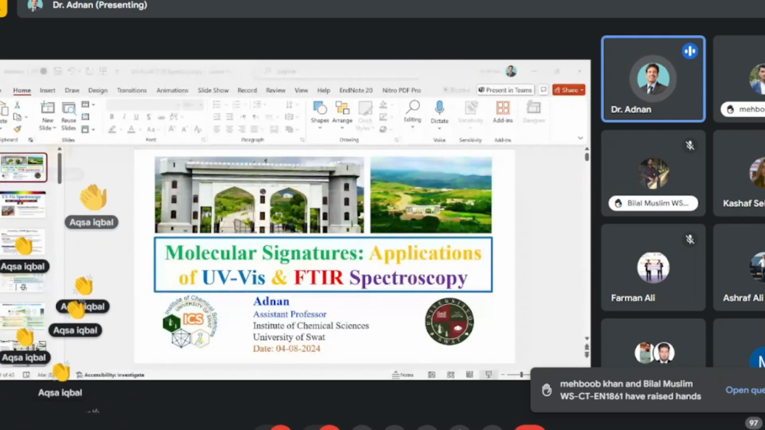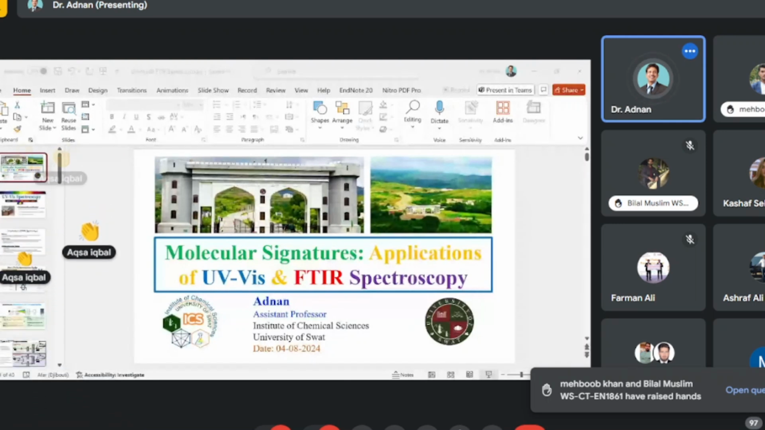My presentation is on molecular signatures, application of UV visible and FTIR spectroscopy. First, I have to introduce UV visible spectroscopy. UV radiation involves electronic excitations, which is the difference in energy between the movement of an electron from one orbital to another orbital. That is taking energy from 125 to 650 kilojoule per mole.